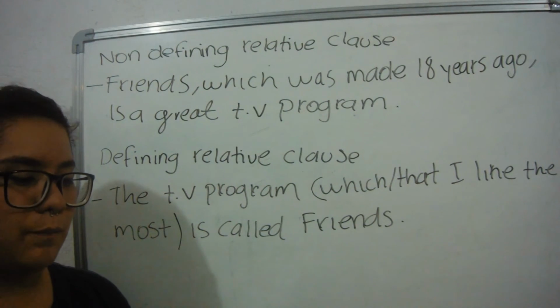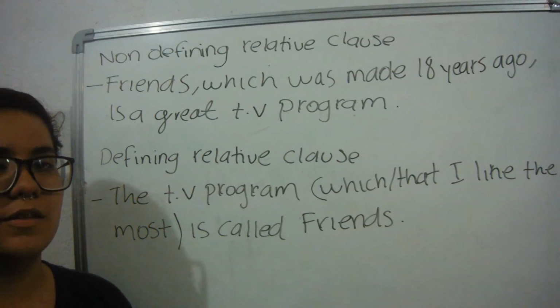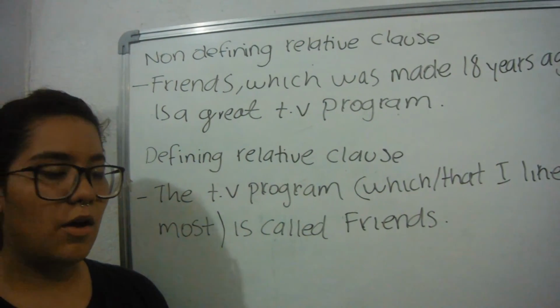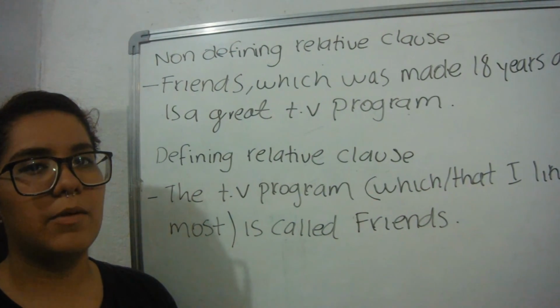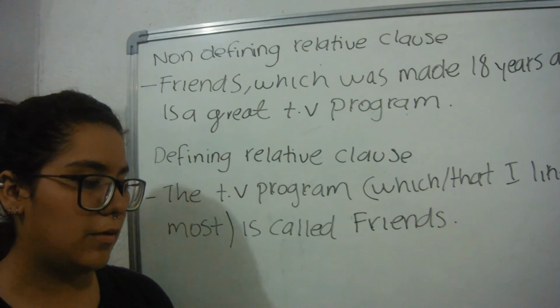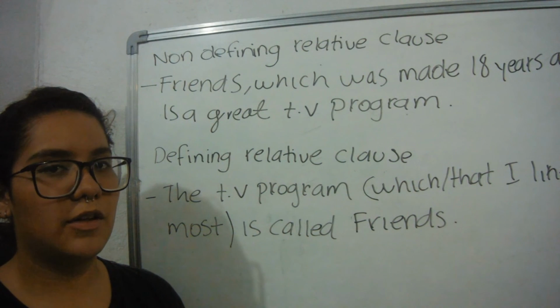So when there are two or more sentences and we want to join them or give more information about something that we are talking about, we use relative clauses.